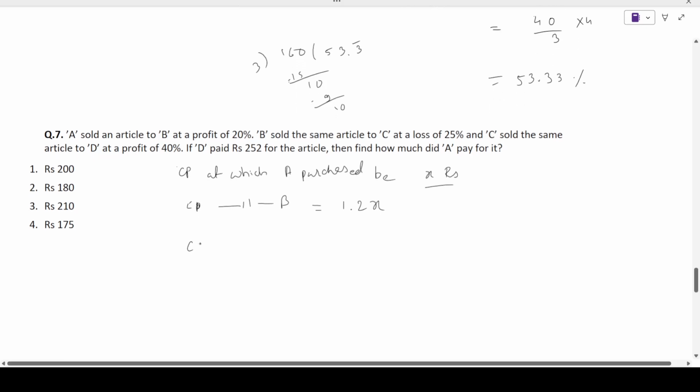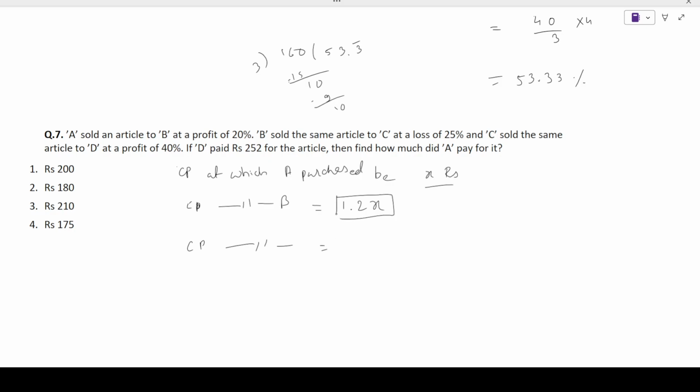Now B is selling the same thing to C at a loss, so C will be purchasing the same thing from this price, but B is selling it at a loss of 25%, that is 1.2x loss of 25 means 0.75 times of cost price. We have seen this similar thing in the previous questions, how we got this 0.75. We have done this in the previous problems.